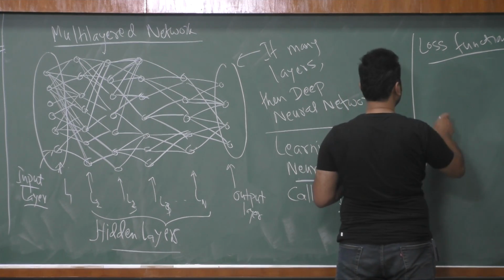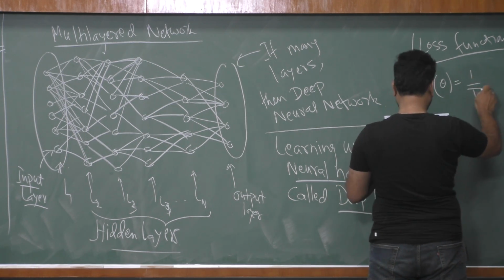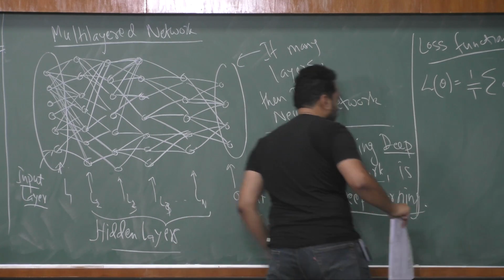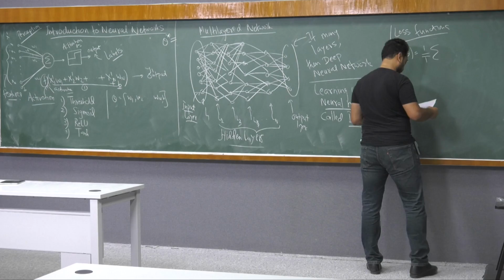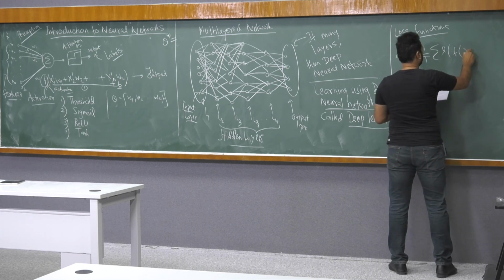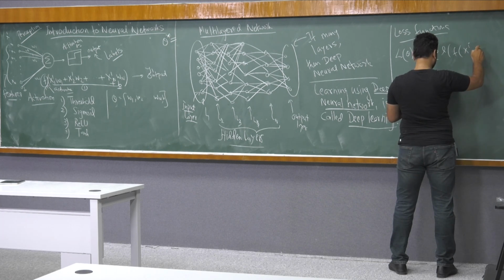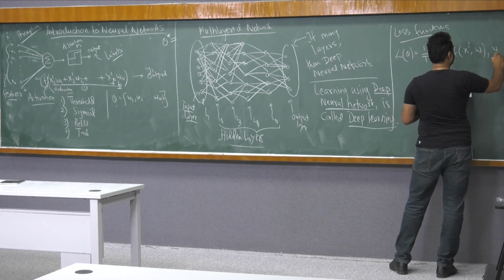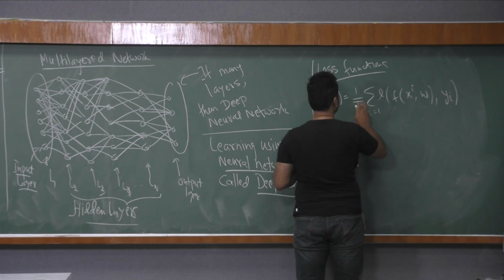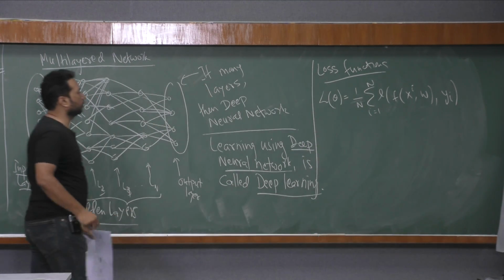So loss functions could be defined as L theta equals 1 over n, the sum of a divergence, or small l that I'm using, applied to f of x_i, w and then the corresponding output y_i. This is something I have described before as well. Let us say the number of samples is n. This is how I have defined the loss function previously.